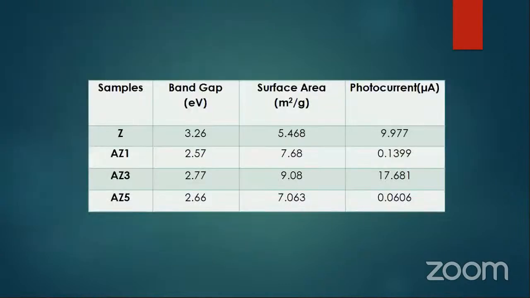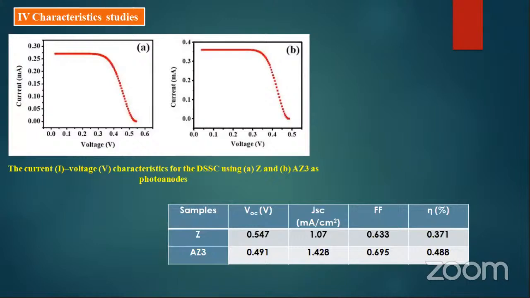We have collected all this information in order to optimize the sample, because I wanted to compare the bare and the doped. The main things I have taken into consideration are the band gap, surface area, and photocurrent. After seeing this, I have found that the bare sample Z and the 3% doped sample, which is Z3, are the best samples. I compared them and did the IV characterization studies, and we got the efficiency as 0.3 for undoped and 0.48 for the 3% doped sample. And these are the conclusions.